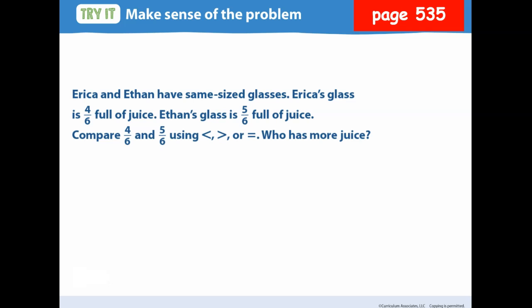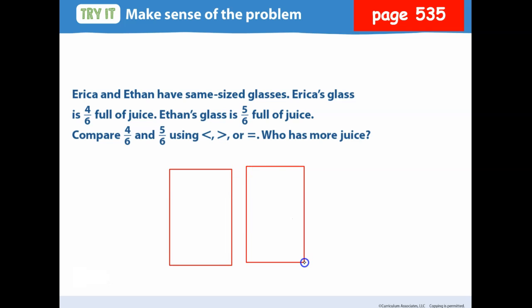Here it says Erica and Ethan have same size glasses. Okay, you know, glasses that you drink, not glasses that you see through. So they have about the same size. So let's draw right here like this, roughly the same size. Okay, says Erica's glass is 4/6 full of juice.